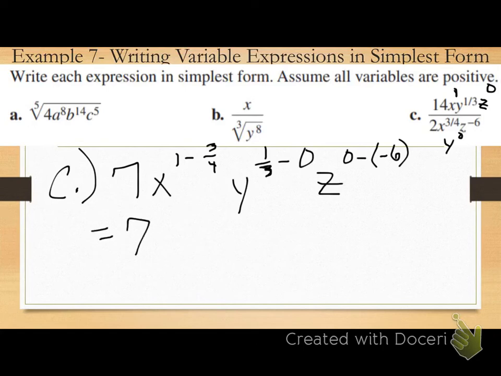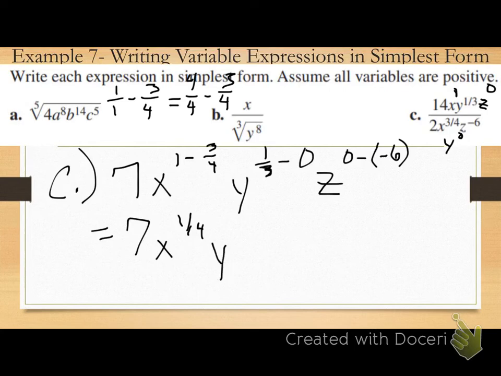So over here, for my x, I have 1/1 minus 3/4. What would be a good common denominator here? 4. Very good. What would be the numerator of my first fraction? 4. Very good. So what is 4/4 minus 3/4? 1/4. So I get 7x to the 1/4.